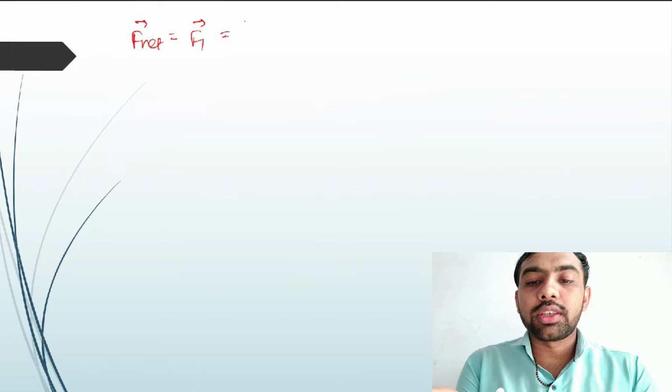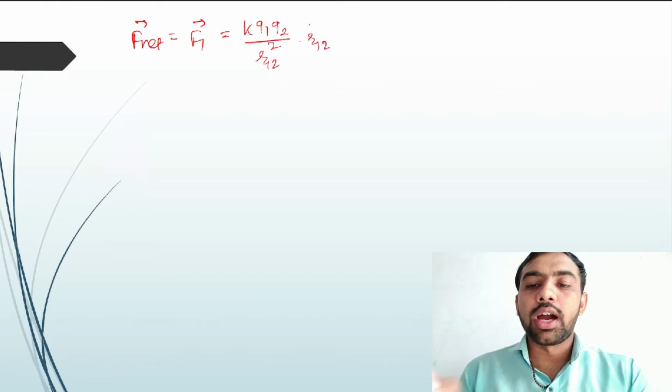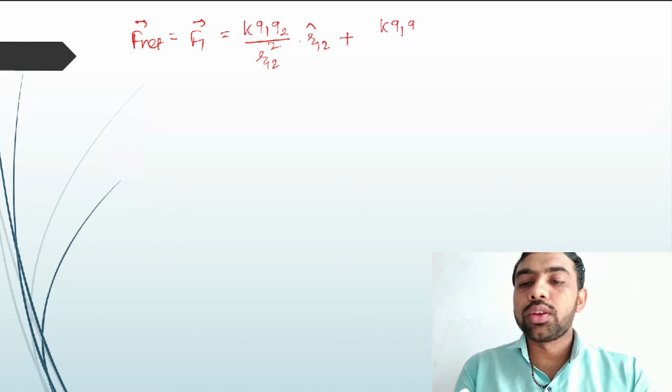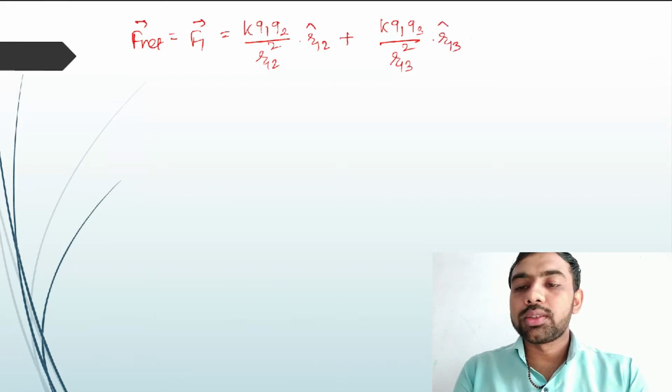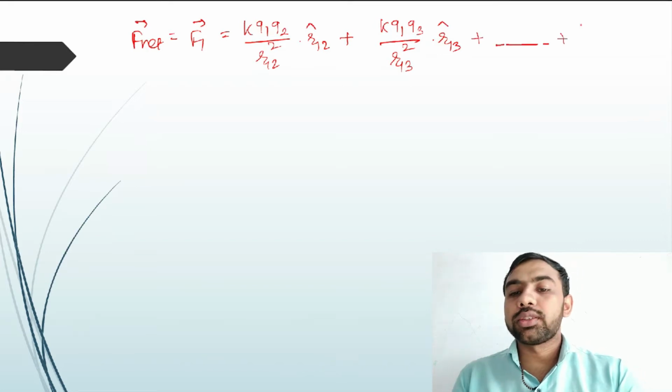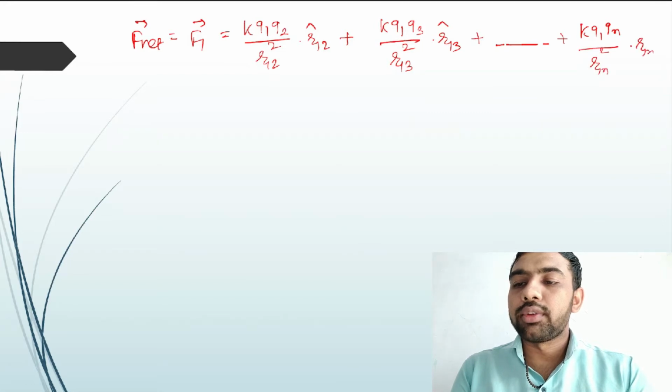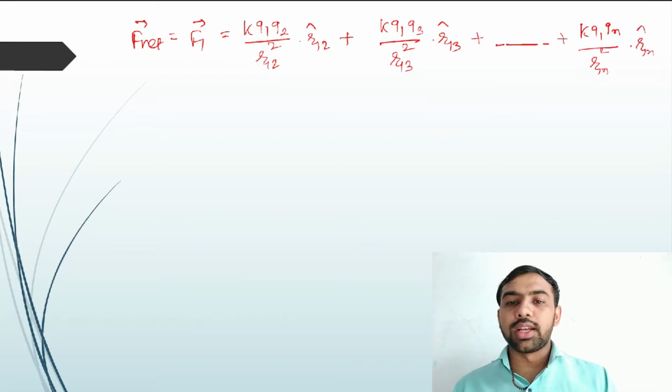F12 means K Q1 Q2 upon R12 square, and the direction is the R12 unit vector, plus F13, which is K Q1 Q3 upon R13 square into the R13 unit vector, plus so on, plus F1n, which is K Q1 Qn upon R1n square into the R1n unit vector. So in this way you get the full answer.